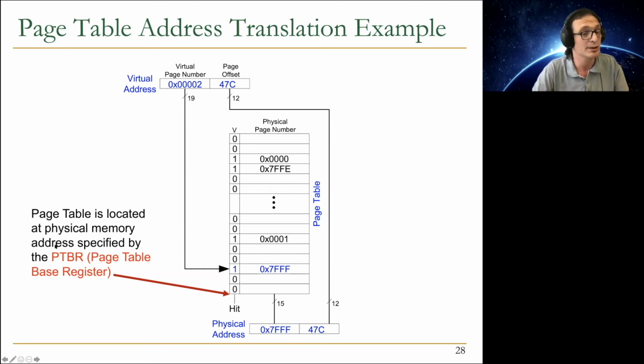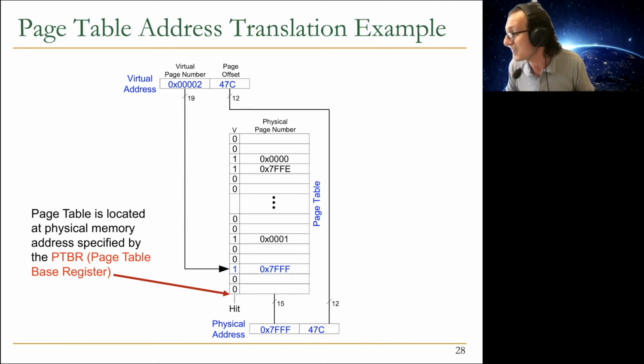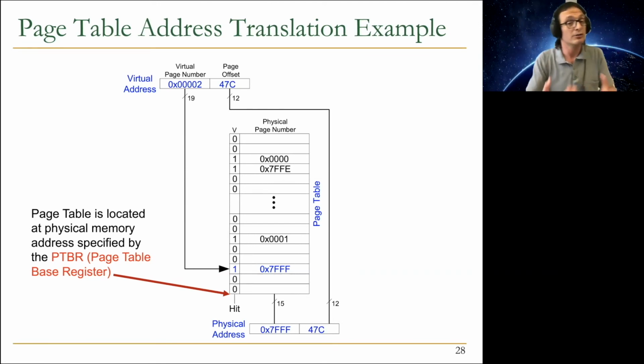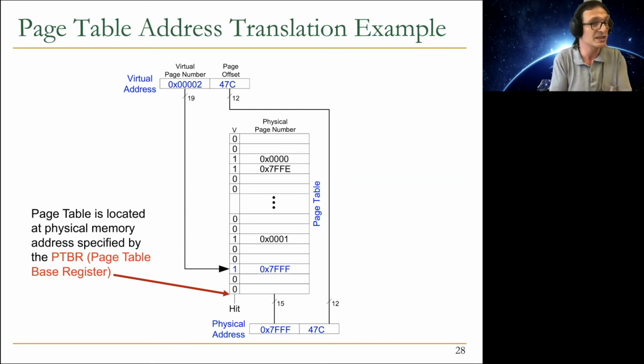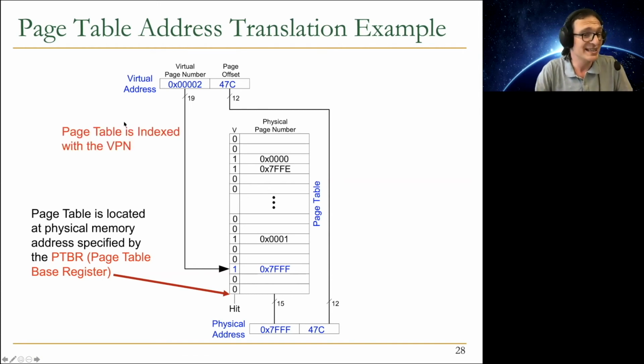But the page table is located in physical memory. We're going to question that later on. But it's at a physical memory address specified by the page table base register. This is part of the context of a process. So each process has its own page table base register. Whenever you do a context switch, you need to modify the page table base register so that you reference the correct page table, right? Because each process has its own view of virtual memory, and the translations. Okay. So you basically index the page table using the virtual address that the program has generated.